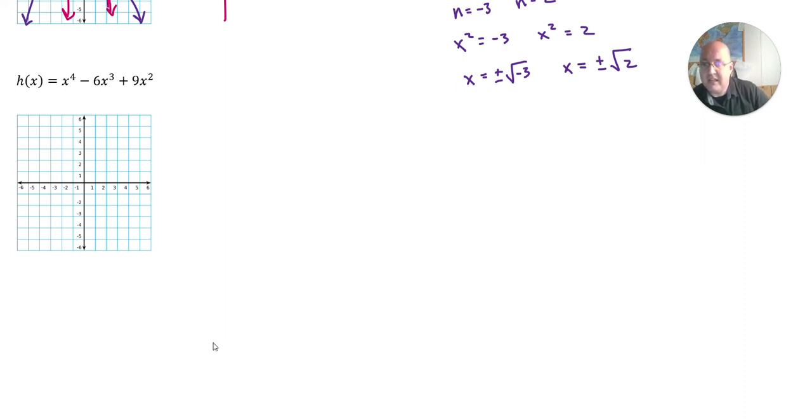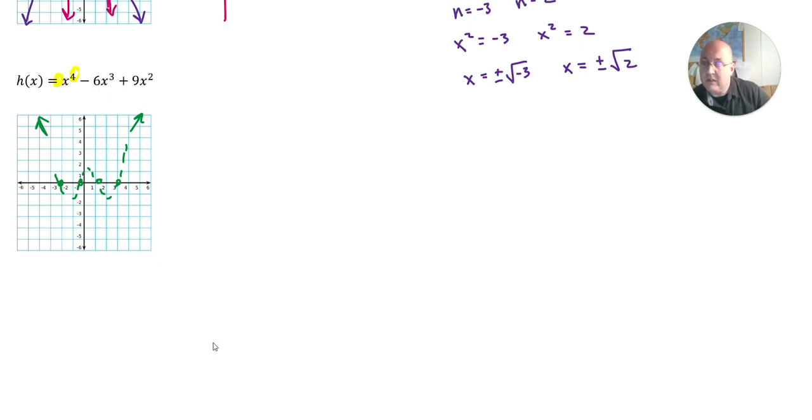So first of all, h of x equals x to the fourth minus 6x cubed plus 9x squared. So that's kind of in standard form. Highest power is x to the fourth power. The coefficient of x to the fourth is positive, so we have a positive coefficient. Fourth power, we know the end behaviors are going to be up to the left, up to the right. We know it's going to come down, go back up, down, go back up. Potentially there's going to be 4 roots. Let's see if we can figure out what they are.